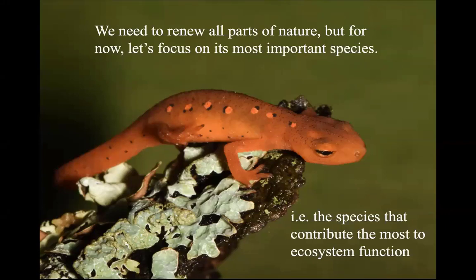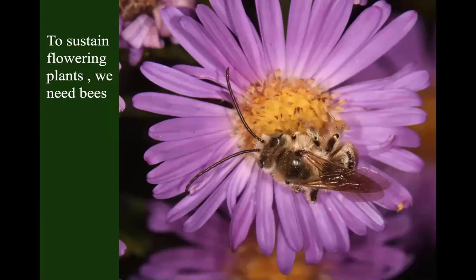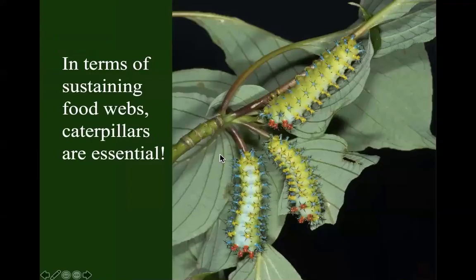But not all species contribute to ecosystem function equally. So we have to start with the building blocks. We have to start with the most important species. And there are two groups that we cannot do without. One of them is the flowering plants and the pollinators that allow those flowering plants to reproduce. They're, of course, capturing the energy from the sun, turning it into food, storing it in their parts, but mostly their leaves.